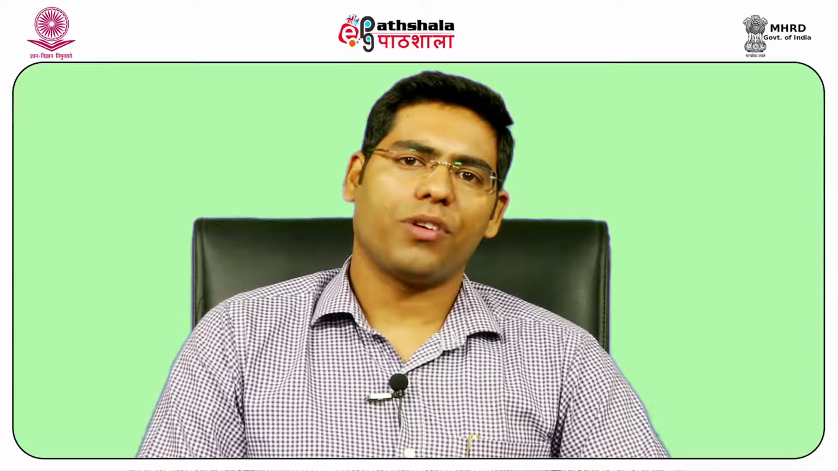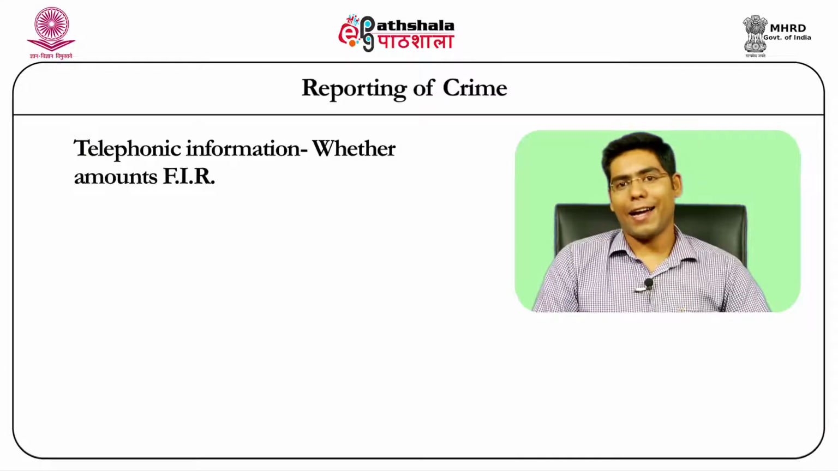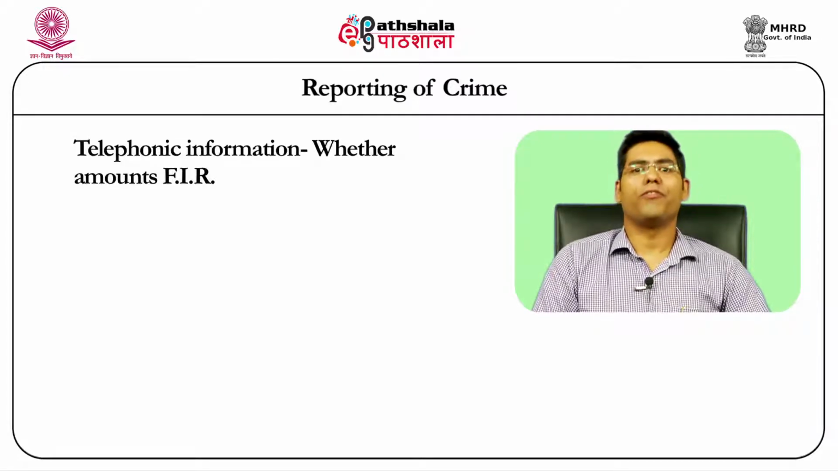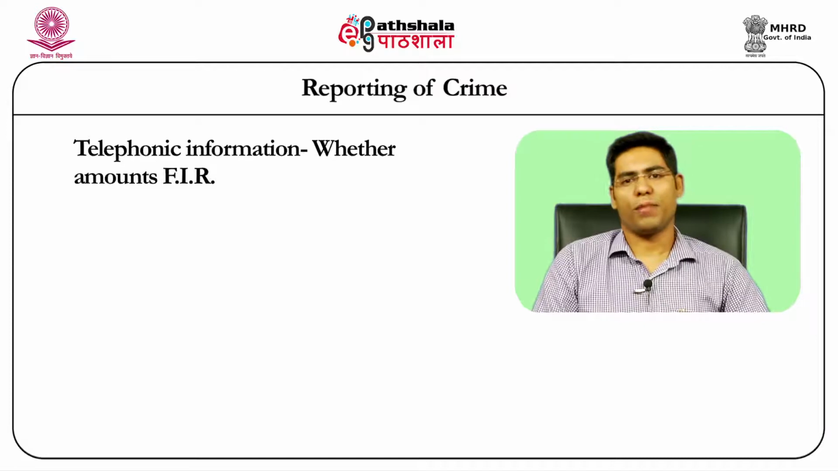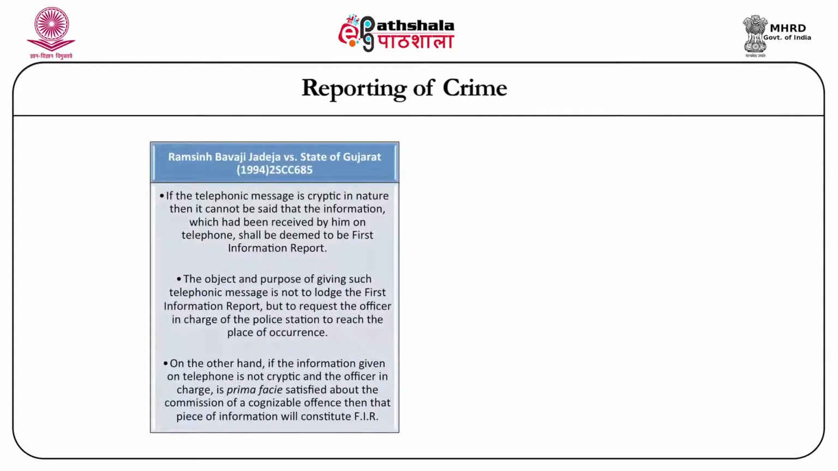Another important issue pertaining to first information report is regarding telephonic information, where a police officer receives a phone call and gets information regarding commission of a cognizable offence. Whether the information given over telephone can be treated as an information within the purview of 154 or not, this question has been answered by the Supreme Court in a number of cases. To cite a few, Ramesh Bawaji Jadeja case is one of them.